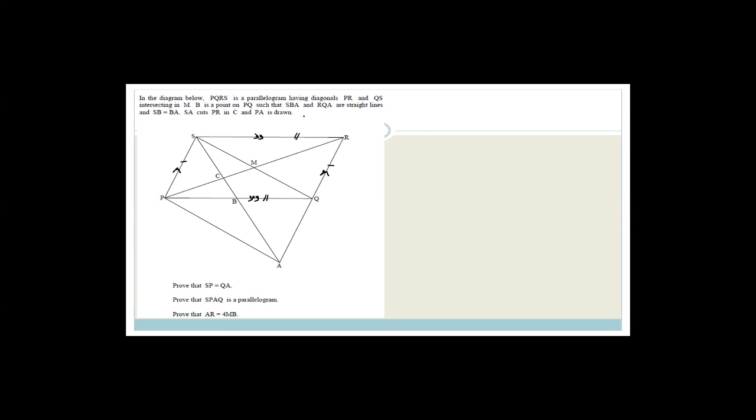So we've done that. It's got diagonals PR and QS intersecting at M. B is a point on PQ such that SBA and RQA are straight lines. And they tell us that SB is equal to BA. So we know that those two are equal. SA cuts PR at C, and PA is drawn. Now what they're asking us to do is prove that SP is equal to QA.